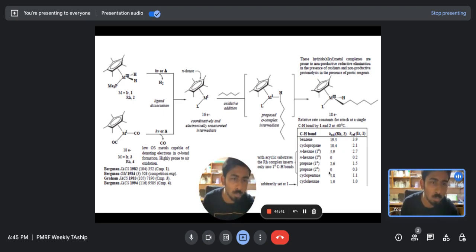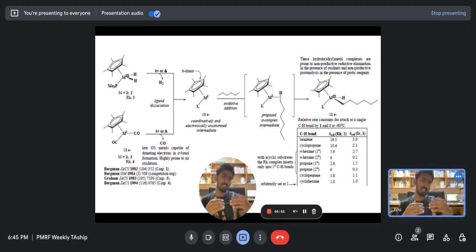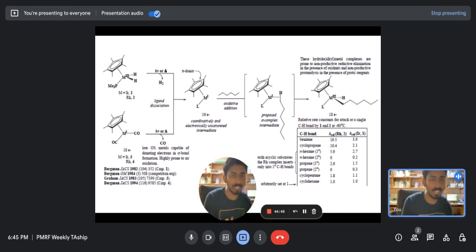So in the case of propane, the 2 degree is also there. I have already told you that when the steric hindrance increases, the rate of addition decreases. That's why in the case of 2 degree molecules, the rate of addition is quite less. But in other cases, like n-hexane, the 1 degree primary case, or cyclopropane, the rate of addition is quite high because they are sterically less hindered.